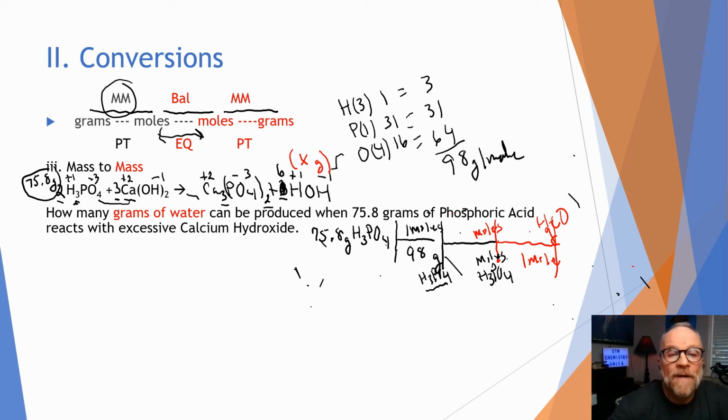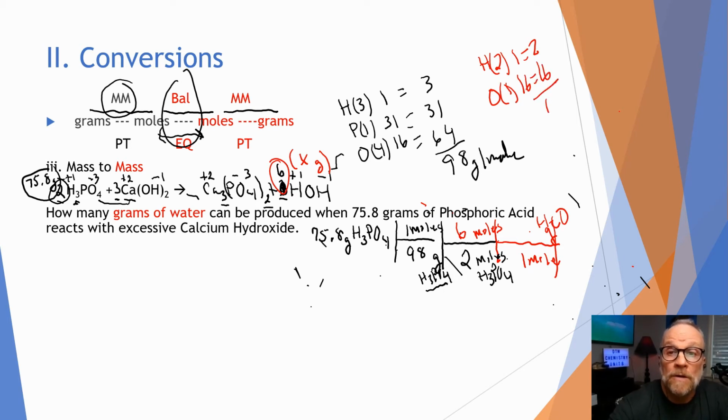So how many moles of H3PO4 according to the balanced equation? Well, there's 2 moles of that guy. And how many moles of water? We have 6 moles of water. 6 moles of water. And for every 1 mole of water, we have so many grams. 2 times 1 will give us 2 grams of hydrogen. Oxygen, 1 times 16 will give us 16 grams. So we have 18 grams of good old high quality H2O.